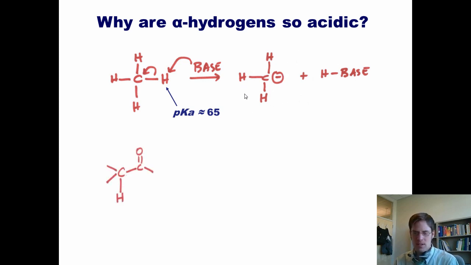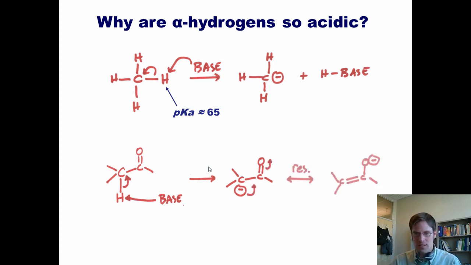Now, by comparison, if I have a carbonyl compound like this, and a base removes the alpha hydrogen, it gives me this enolate. You will note, as we mentioned earlier, that this enolate is in resonance with this form here. What does that mean? Well, it means that this negative charge is not localized on this carbon alone. It's actually being spread by resonance between this carbon and this oxygen up here.